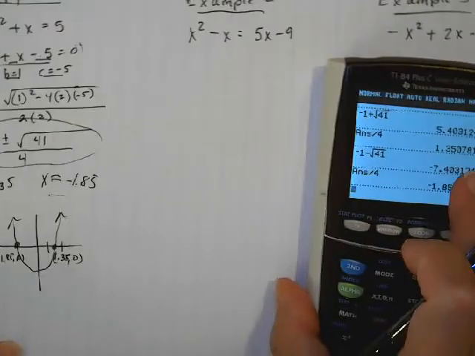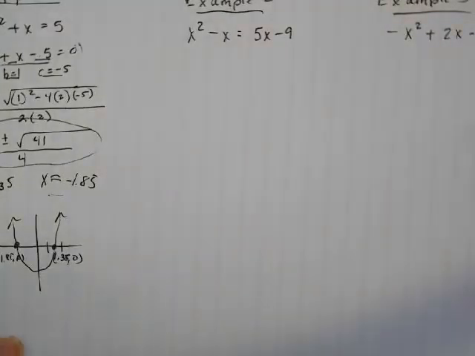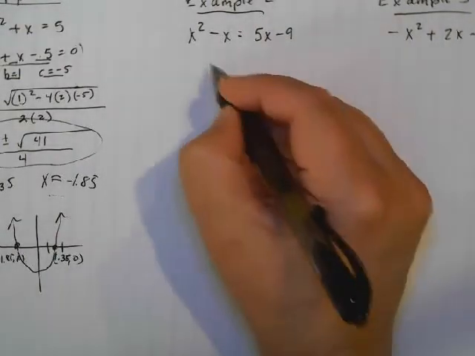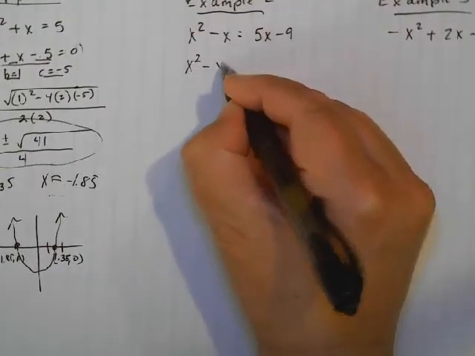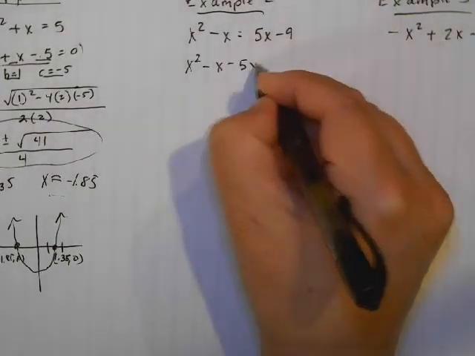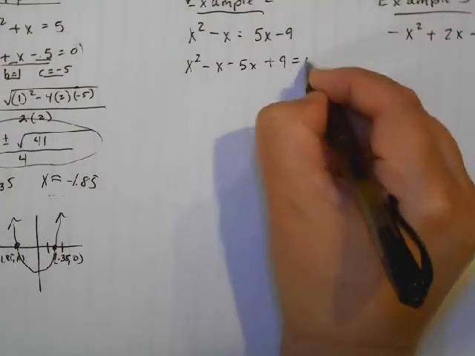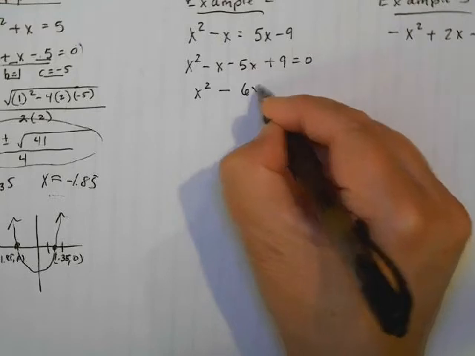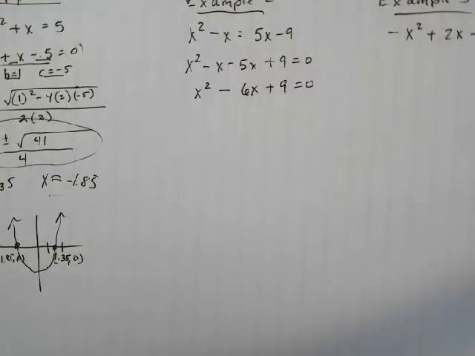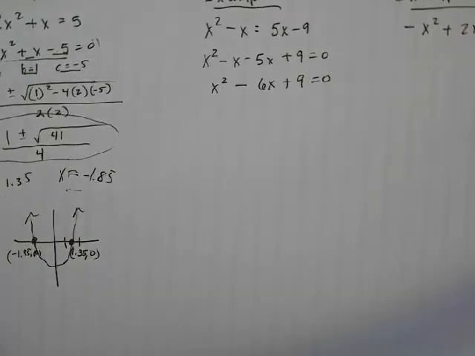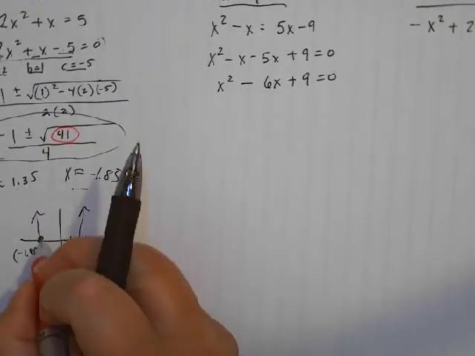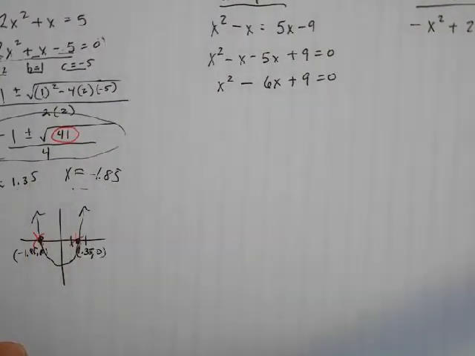Let's go to example 2. So I'm going to first put it in standard form. So x squared minus x minus 5x plus 9 equals 0. So x squared minus 6x plus 9 equals 0. So let's do the quadratic formula. This one over here was square root 41, right? And I had 2 x-intercepts. All right, let's look at this next one.